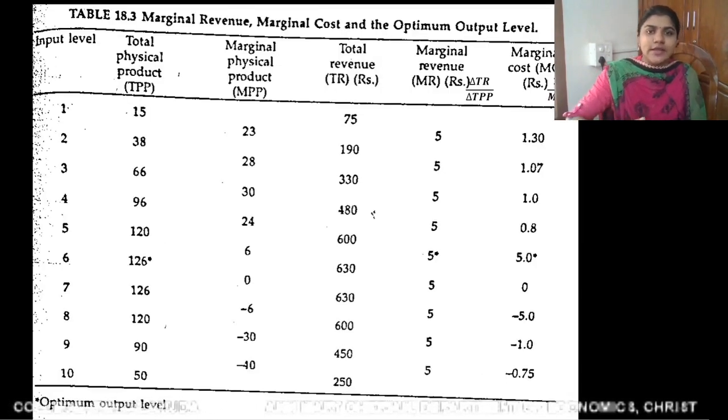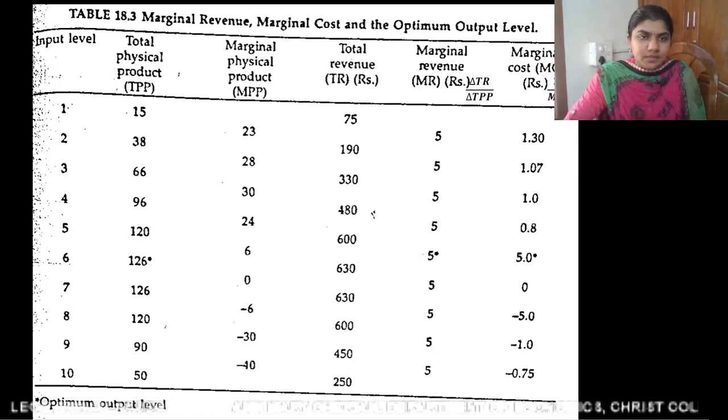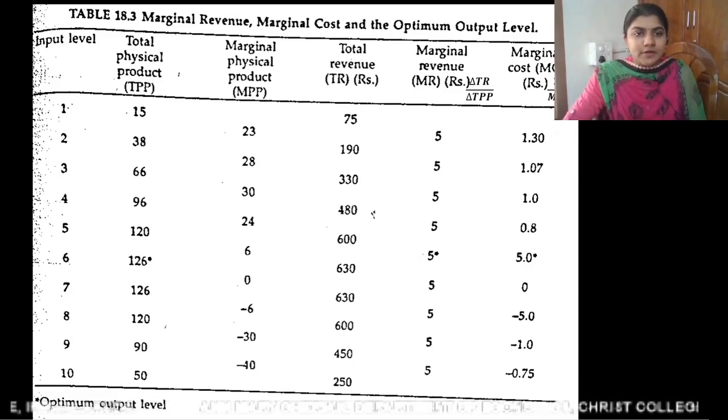Now let us calculate the optimum level of output. Here we can find the optimum level of output at the equality of MR and MC. So we have TPP and MPP. We have to calculate marginal revenue and marginal cost. From TPP we can calculate total revenue. TPP into price per unit of output is total revenue.